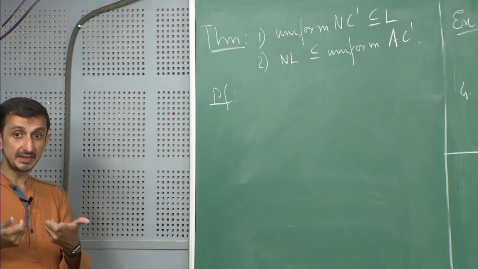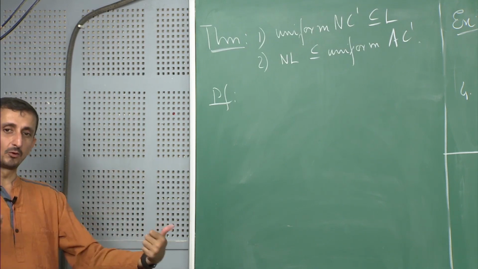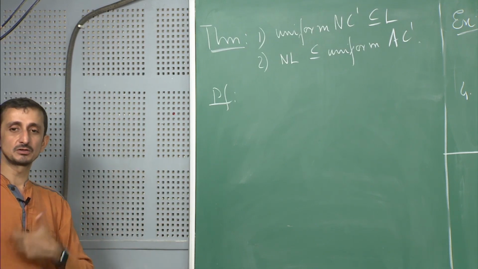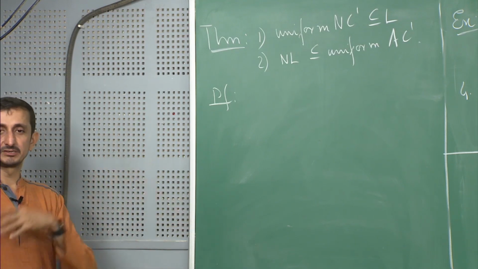What about a specific input? It is generating the circuit, but now given an input, there are 2 to the power n inputs of that same length. Now, how do you know which input lies in the language and which does not?